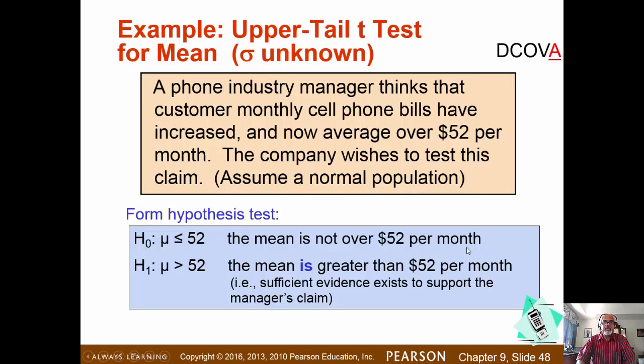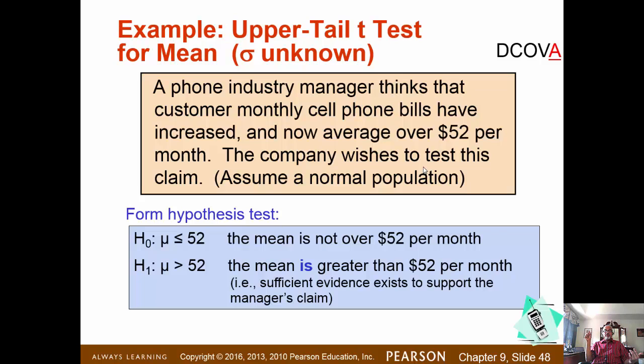So here is an example of sigma unknown. It's a t-test. Okay, and a one-tail test. A phone industry manager thinks the customer monthly bill now averages over 52, and we want to see whether that is true. Over 52, so greater than 52 is what we want to test. So strictly greater than, over 52.